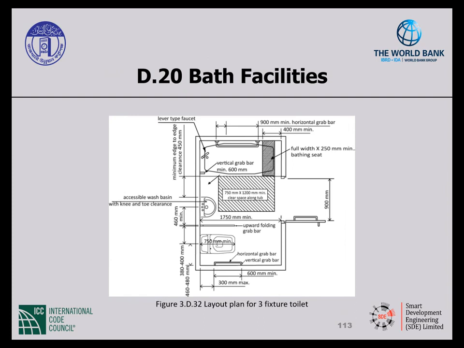Bathing facilities. Let's talk about bathtubs. All residential occupancies are required to have accessible toilets per section D.3.2, and they also have to have accessible bathing facilities. It can be by a bathtub or a shower, and all the requirements are found in section D.20. Also, at sports facilities or public swimming pools, provide a shower compartment, one for male and one for female.